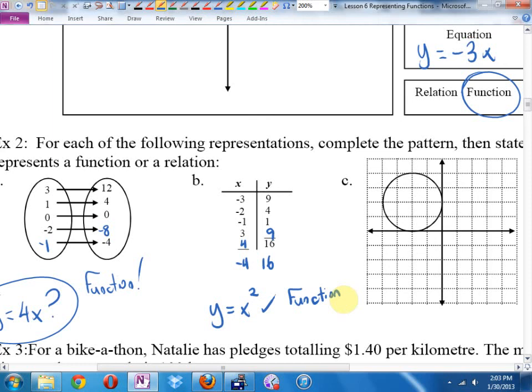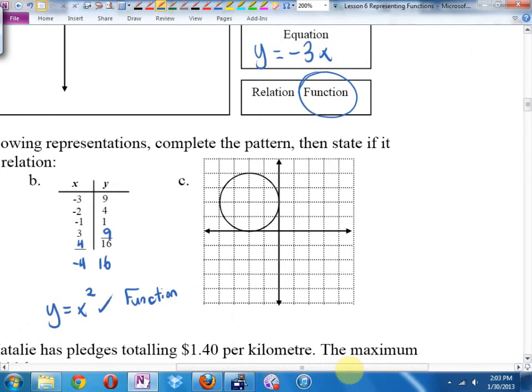Mr. Dewick, what would the equation of that circle be? What's the radius of that circle? 2. Trust me, 2 squared, by the way. If it was radius 3, you know what number would be there? 9. If it was radius 5, you know what number would be there? 25. And then it's going to look like this.